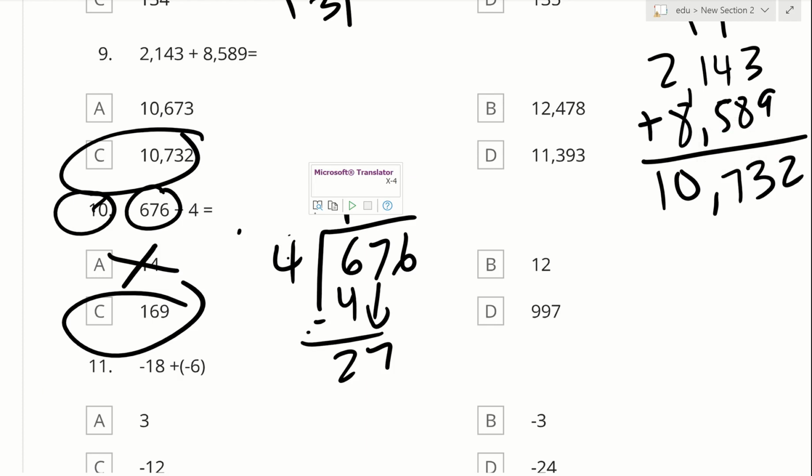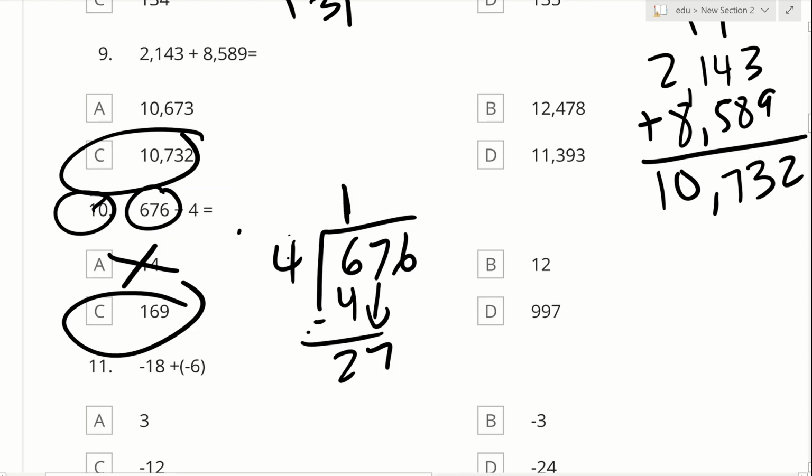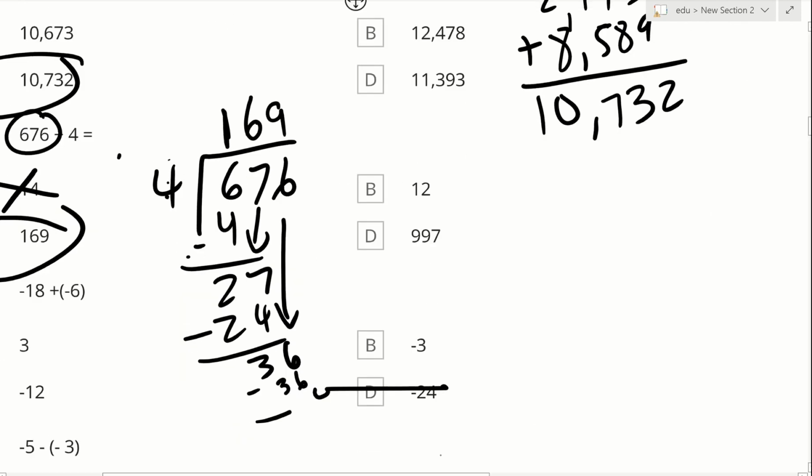I could do 20. What can I do? I could do 24 divided by 4, which is going to give me... Why isn't this moving out of the way? Sorry, 1 second. So it goes into 6 times. 6 times 4 is 24. I subtract that. 3. Bring down the 6. 9 times 4 is 36. Subtract that. I get 0. That would be my answer.